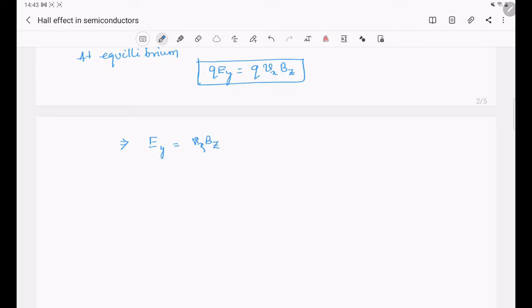Now, what is the electric field? Electric field is the ratio of voltage to the distance.